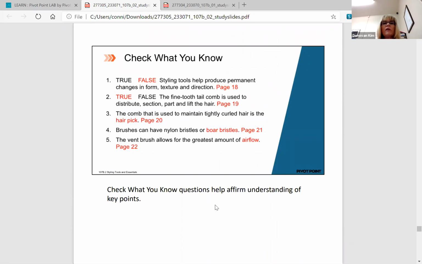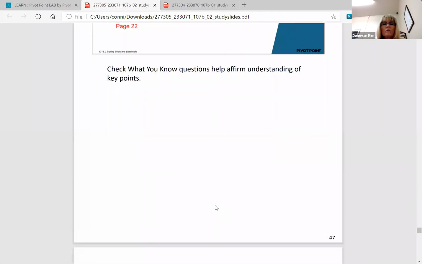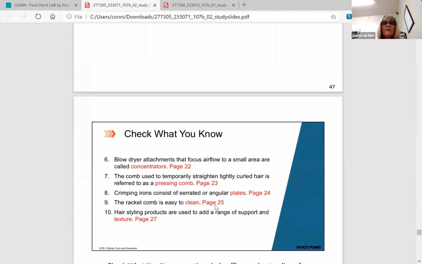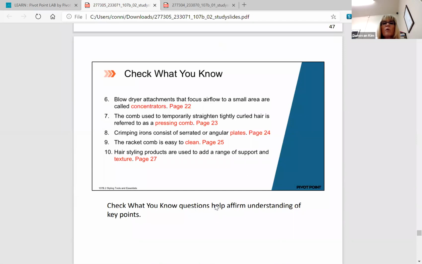True or false, true. Hair pick. Okay. Or bristles. Oh, natural bristles. Okay. Airflow. Concentrators, pressing comb, plates. Oh, clean. He said easy to use. It's easy to clean. And texture.